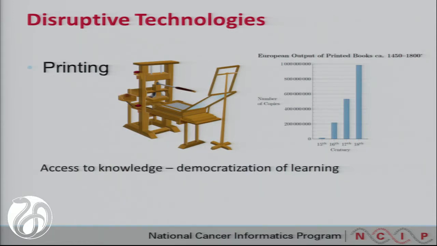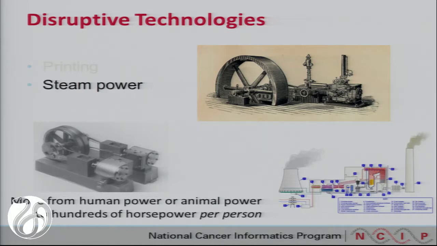The big one, of course, is printing. It dramatically changed our access to knowledge, and that's a great example. I think one that doesn't get quite as much attention is steam. So steam was the first time where the average person that had access to a steam engine had access to hundreds of horsepower of energy.